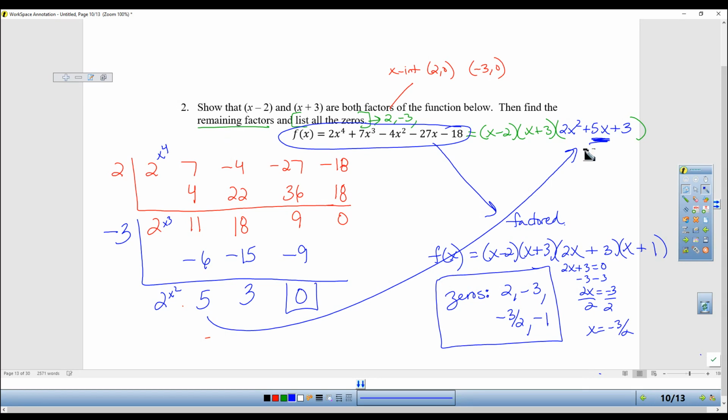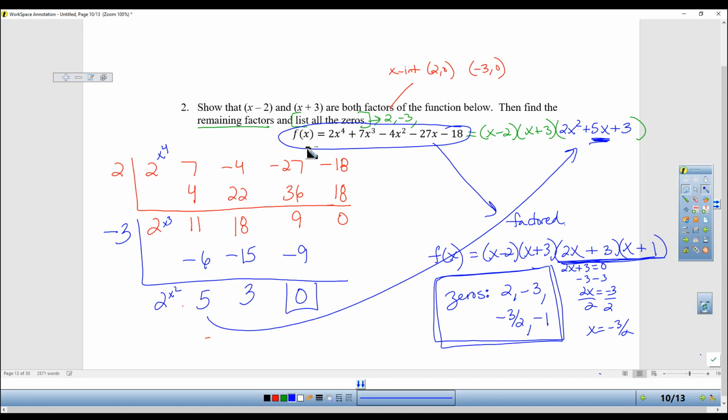So find the remaining factors. Here were the remaining factors. List all the zeros. Listed all the zeros. All right, so let me just quickly tell you a common error. I will not ask you to do all these things on one problem. I'll pick one. So you always have to read the directions.